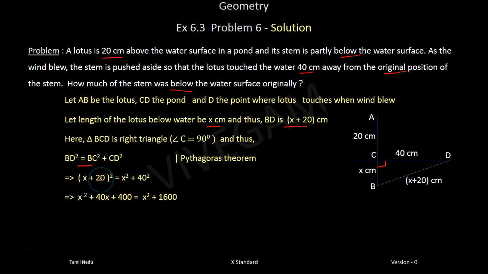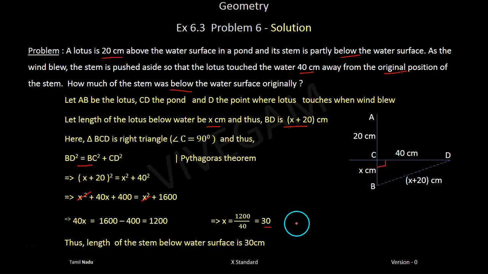Now you expand this. This becomes x square plus 2ab, that is 40x, plus 20 square, that is 400. That's equal to x square plus 40 square, which is 1600. Now you see the x square and x square get cancelled. So 40x equals 1600 minus 400, that is 1200, so x equals 1200 divided by 40, that is 30. Therefore, the length of the stem below the water is 30 centimeters.